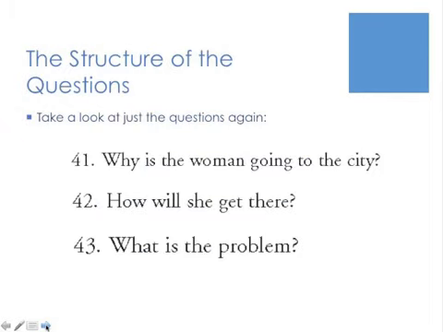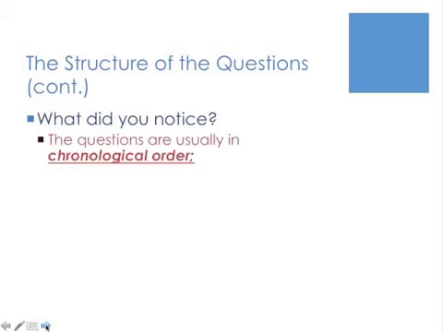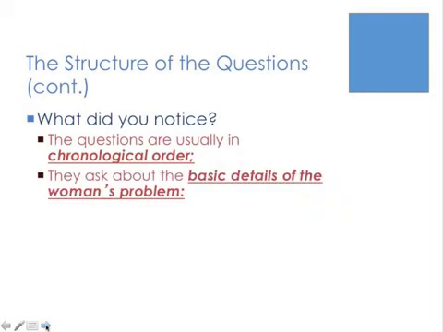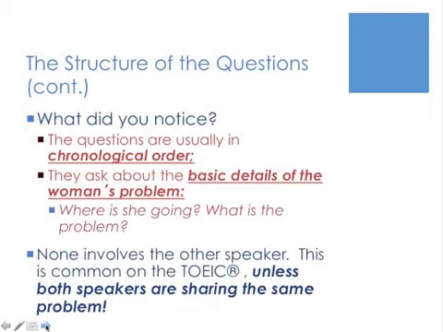Now again, look at the questions here. Why is the woman going to the city? How will she get there? What is the problem? Well, in this case, you probably noticed that the questions do occur in the order that they happen in the conversation, and that's very helpful. But they are also about the basic details of the woman's problem. Where is she going? What is the problem? None of these involves the other speaker.